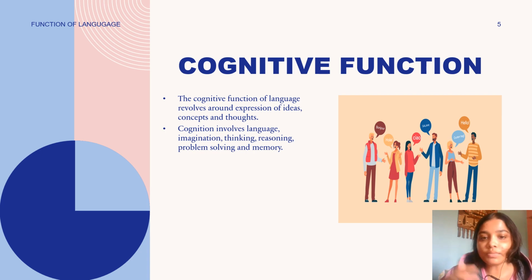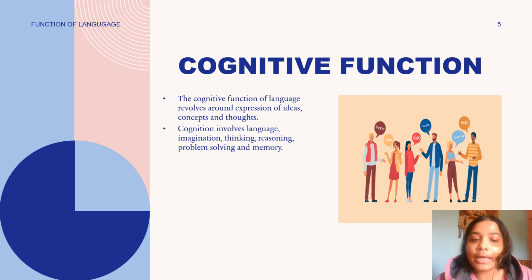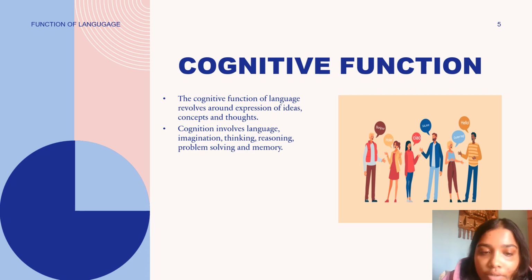Cognitive comes from the word cognition. Cognition means acquiring knowledge. So the cognitive function of language revolves around expression of ideas and concepts and thoughts. Cognition involves language, imagination, thinking, reasoning, problem solving, and memory.